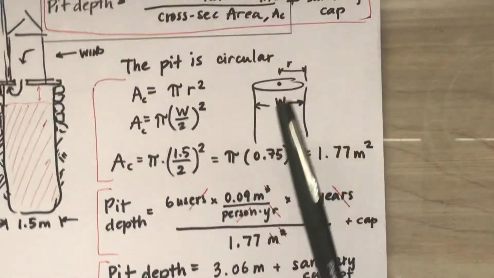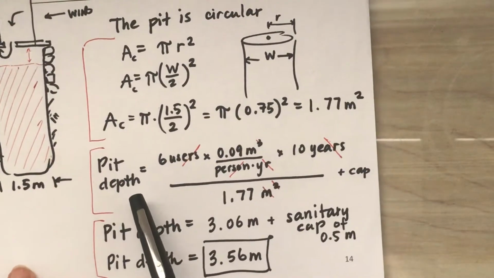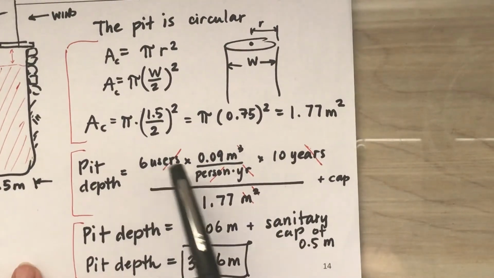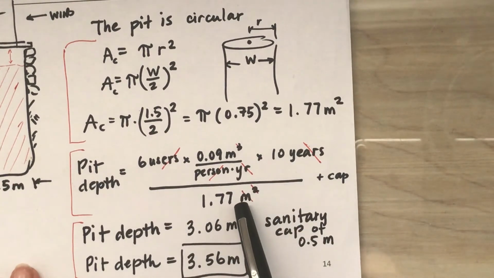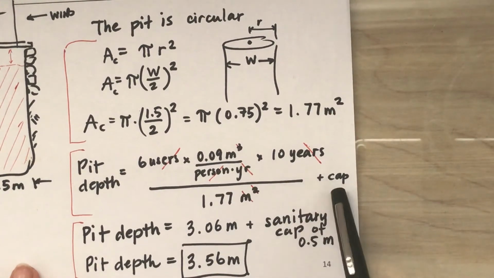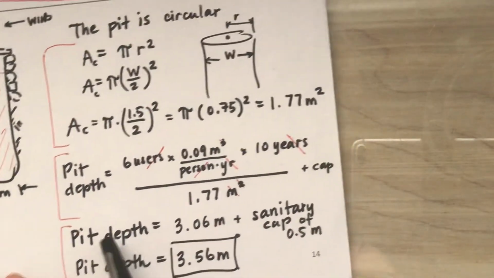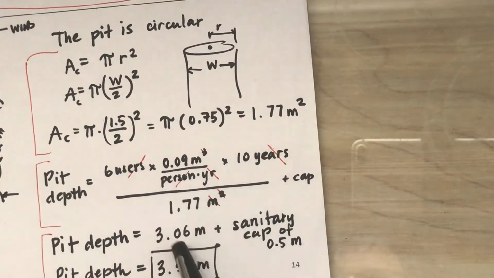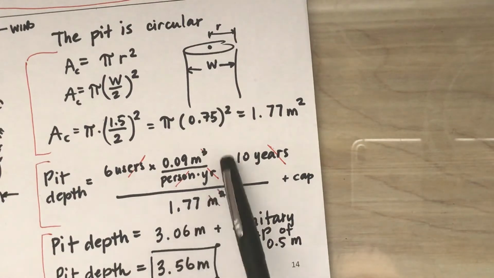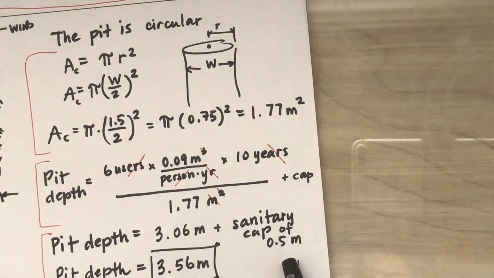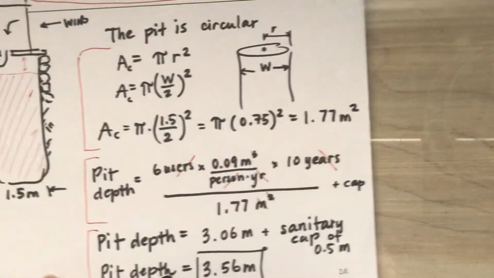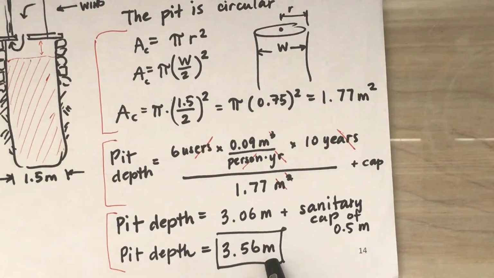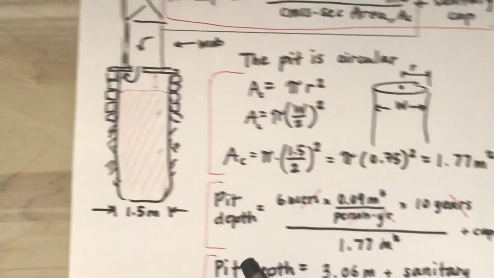Okay, so we're going to substitute that into this equation for the pit depth, and now we can calculate it. Pit depth equals 6 users times the accumulation rate times 10 years divided by the area we just calculated, plus the sanitary cap. So the pit depth is going to equal this term here, which is 3.06 meters when we solve for that. Plus we need to account for a little bit extra for a sanitary cap, and then we get a pit depth of 3.56 meters.